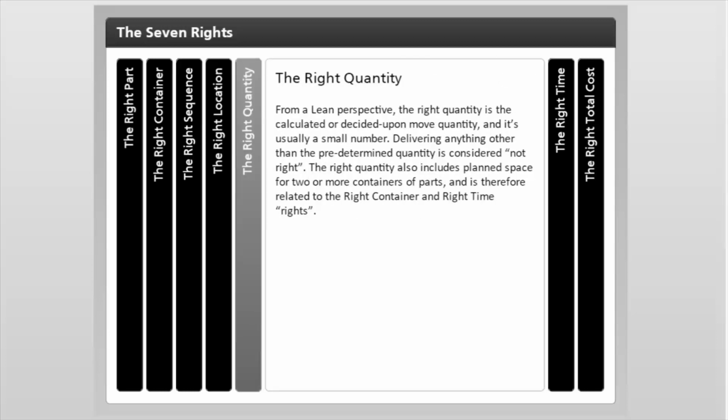The right quantity. From a lean perspective, the right quantity is the calculated or decided upon move quantity, and it's usually a small number. Delivering anything other than the predetermined quantity is considered not right. The right quantity also includes planned space for 2 or more containers of parts, and is therefore related to the right container and right time rights.